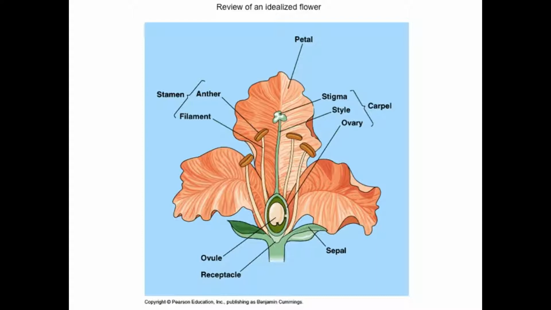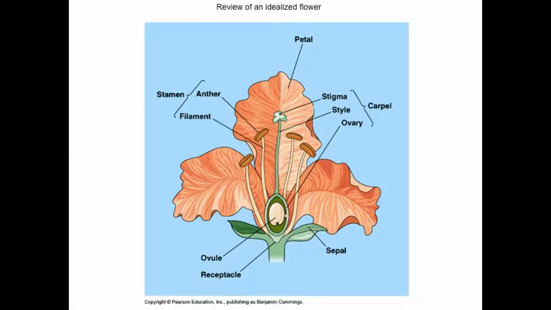So the flower itself can be considered hermaphrodite, as it has both a male and female reproductive part. The male reproductive part consists of an anther, which is a structure which produces haploid pollen by meiosis and houses these pollen grains. And the anther is supported on top of stalks known as filaments.